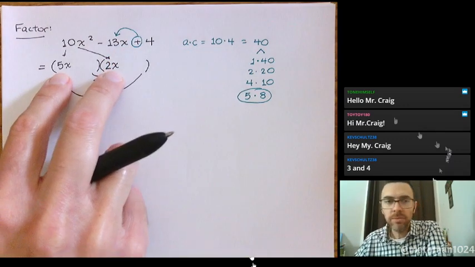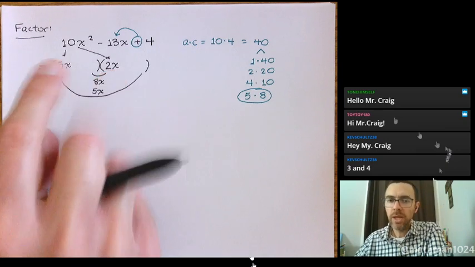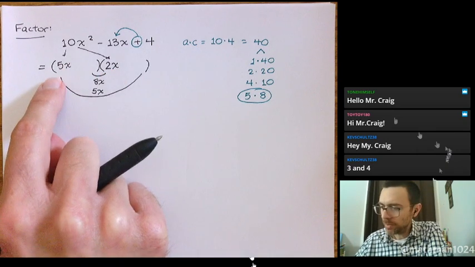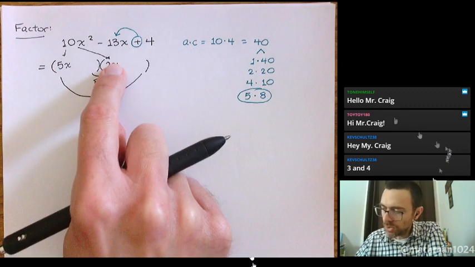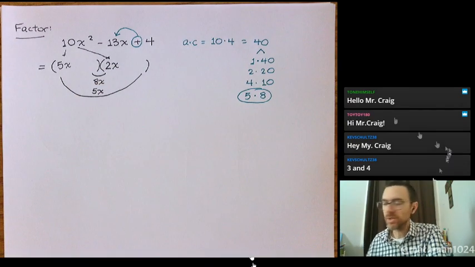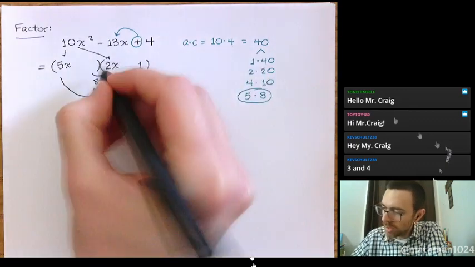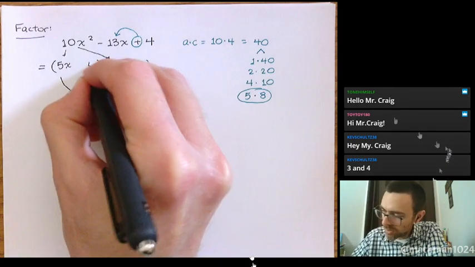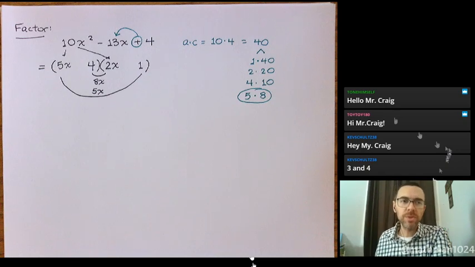Check this real quickly. 5x times 2x is 10x squared. Not only that, but look at the division that we're going to be doing. Does 5 go into 5 evenly? Yes. Does 2 go into 8 evenly? Yes. So let's finish that. 5 goes into 5 one time, 2 goes into 8 4 times. We've got the numbers in place.